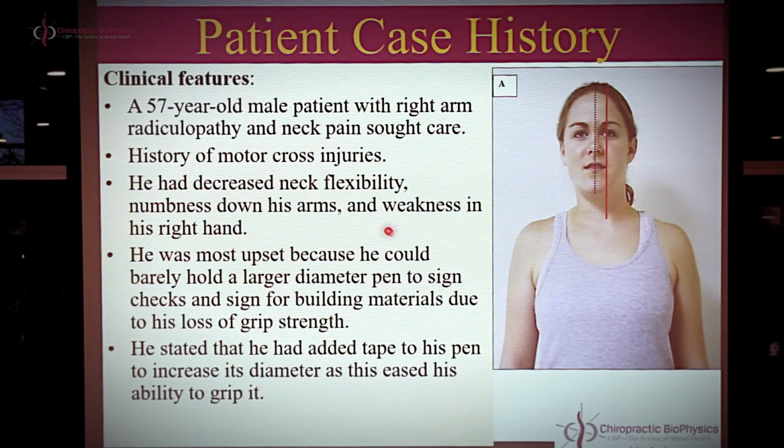He has decreased neck flexibility, numbness down his right arm and into his hands, weakness in his right hand grip strength. We'll see how weak. He was upset because he could barely hold a large diameter pen to sign checks and sign for building materials that he had to do for his job.